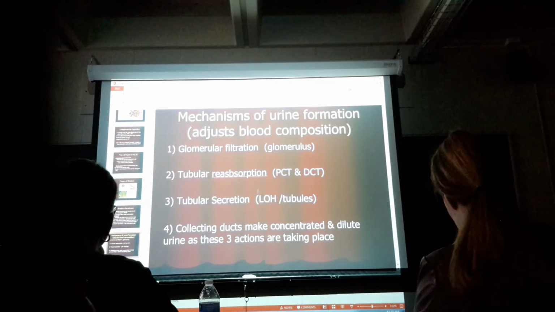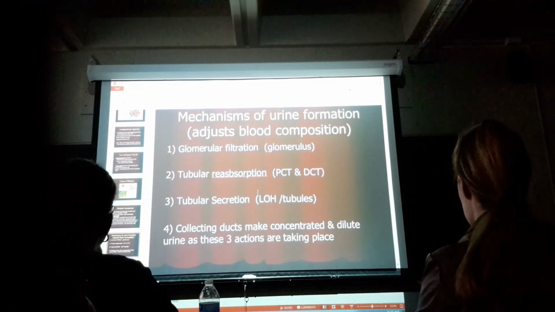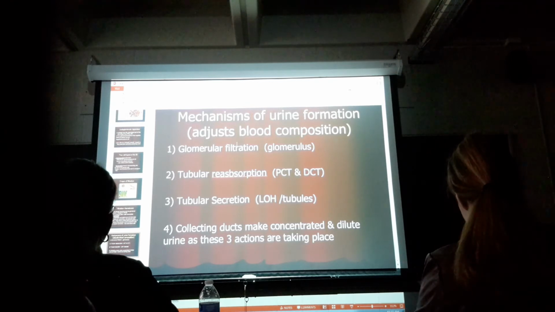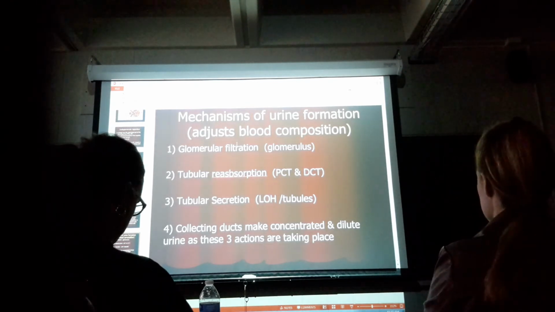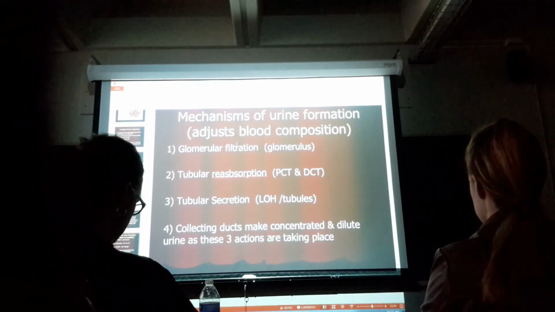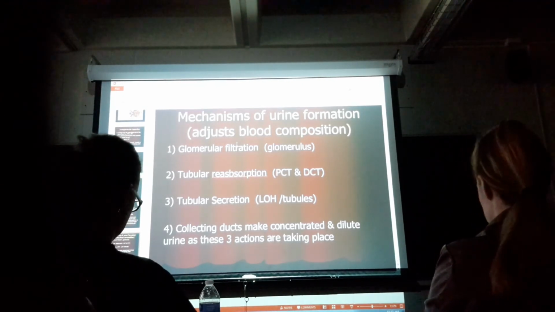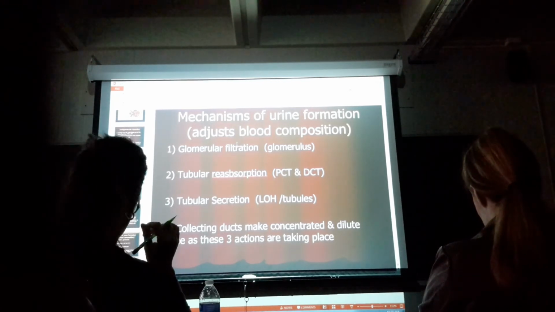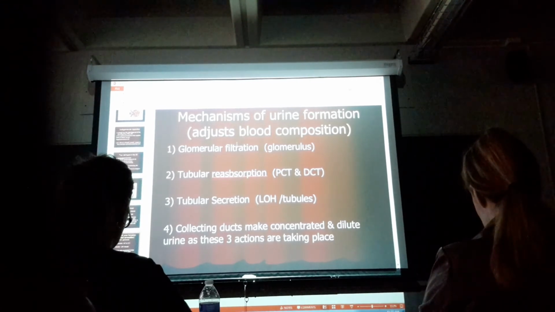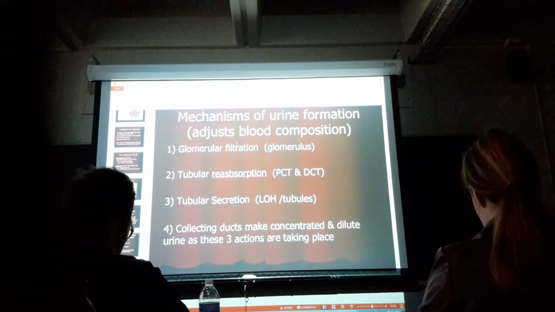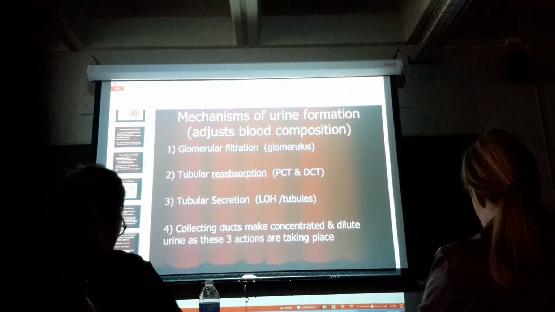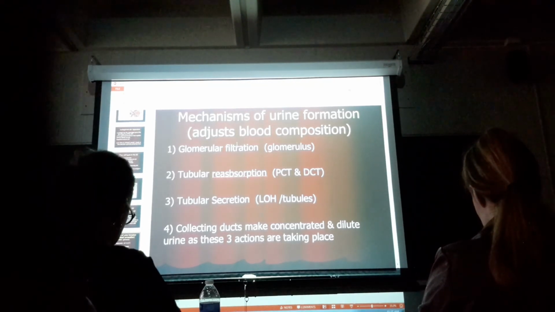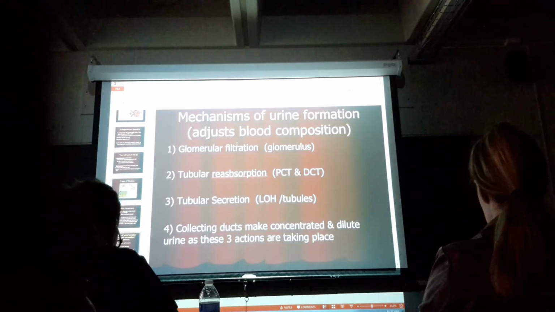And the summary of what we've been talking about, mechanisms of urine formation. So we're bringing blood in, and we're going to adjust that composition. First, the glomerulus is going to filter. Second, the tubules are going to reabsorb it. PCT does the most of it. The loop of Henle does some of it, and then the DCT is the fine tuner. And then eventually we're going to go out the tubules, and then eventually we're going to go out the collecting duct.